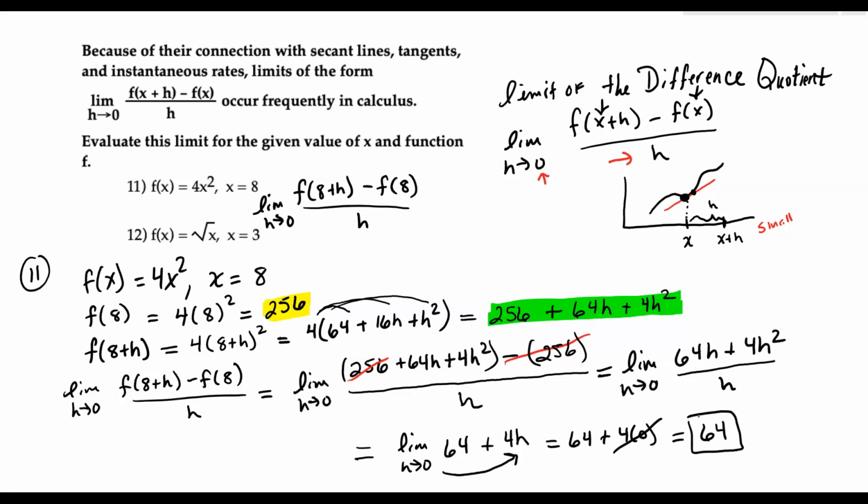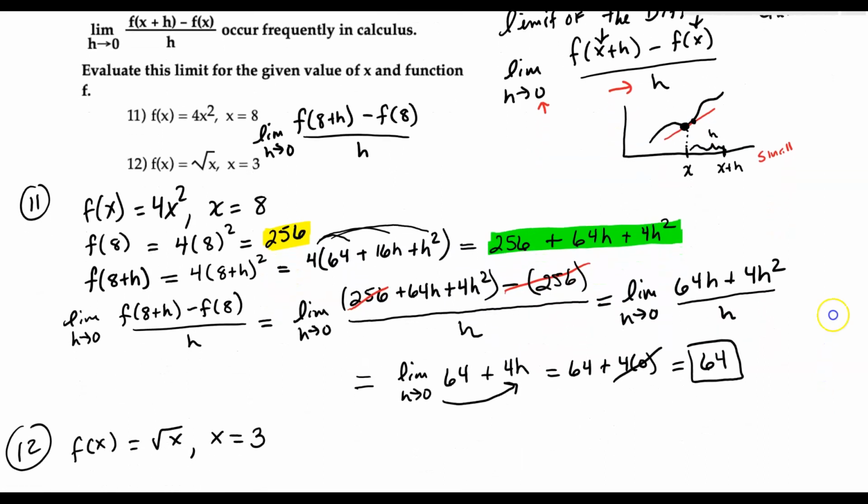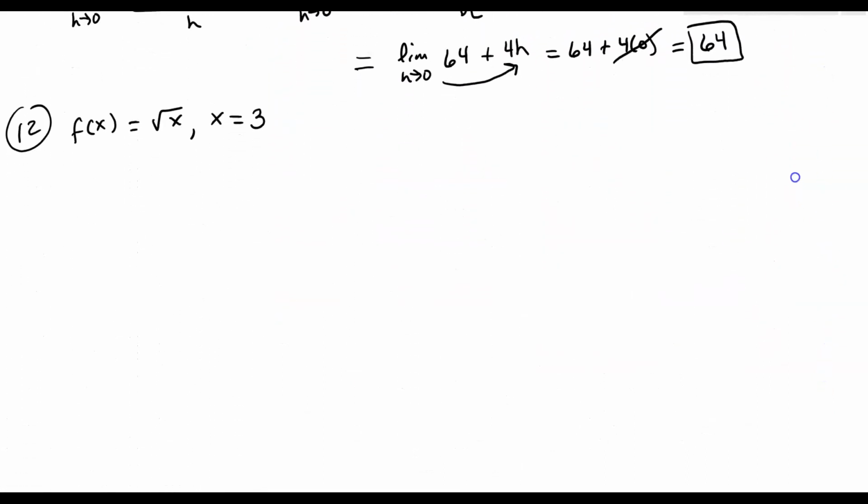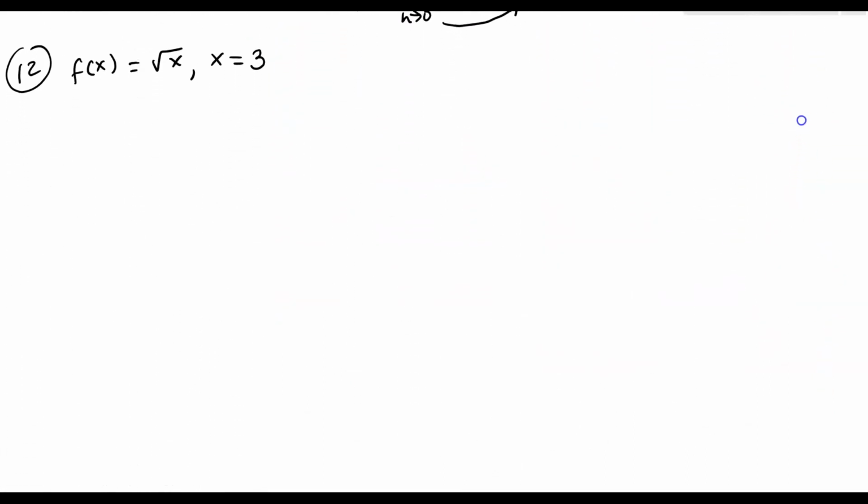If you need to, pause the video, but we're going to take a look at another example. And this one right here is just a little more difficult, but only because it's got a square root, but don't get scared, as the kids say these days. F of 3 equals square root of 3. That's no biggie. F of 3 plus h, that's also not a big deal: 3 plus h under that square root.